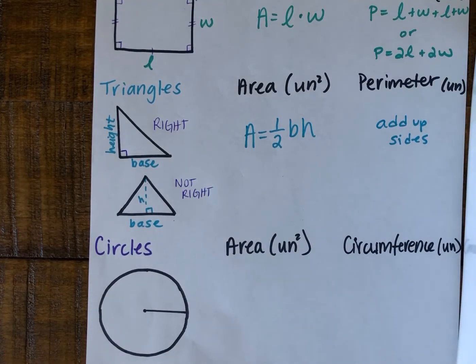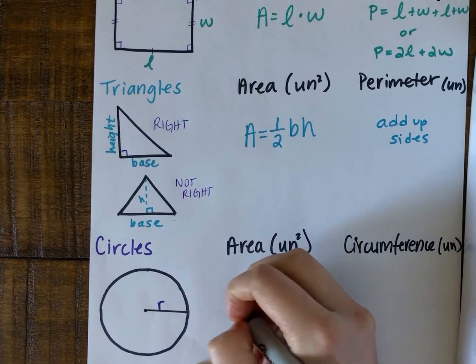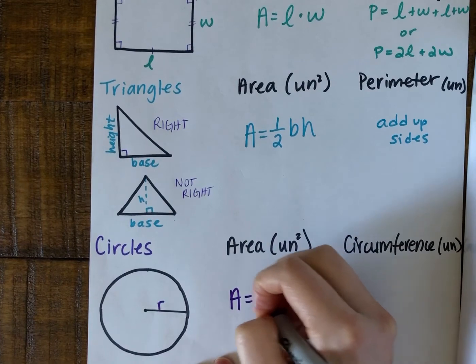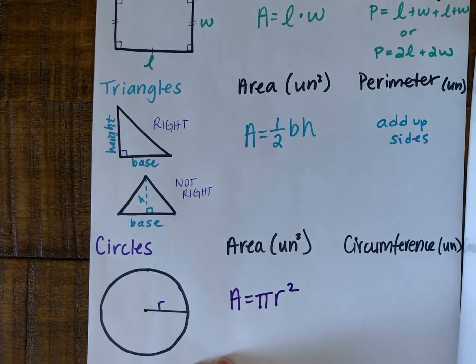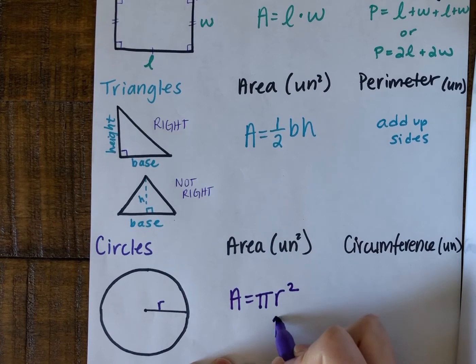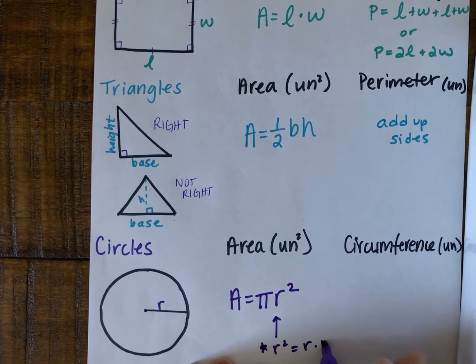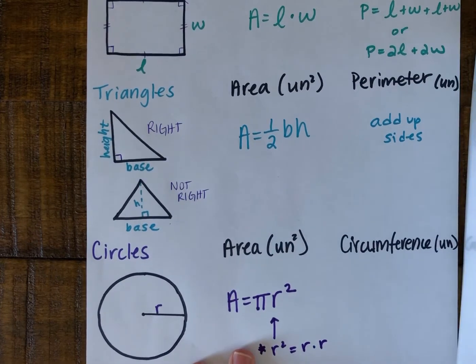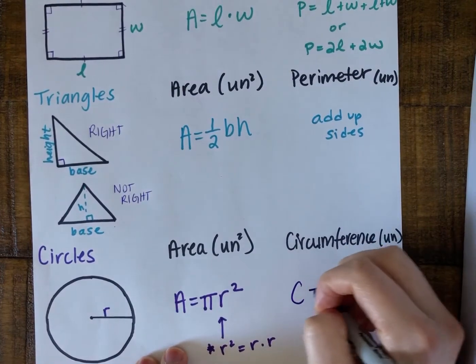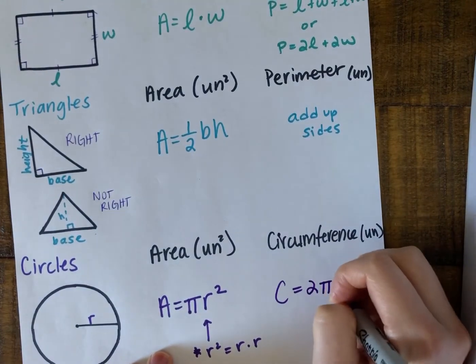When I'm thinking about circles, the thing that defines both the area and the circumference is the radius. And so that gives us our formula for area. Area equals pi times the radius squared. And a special little side note here, r squared is r times r. Our circumference formula is circumference equals 2 pi r.